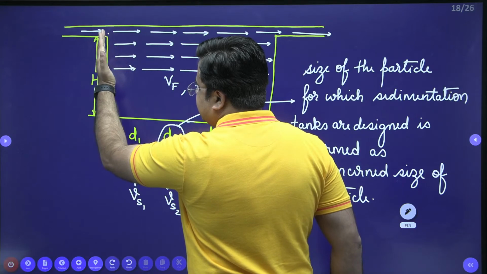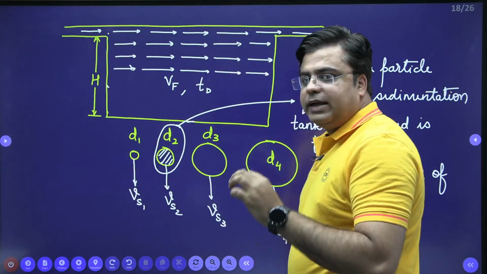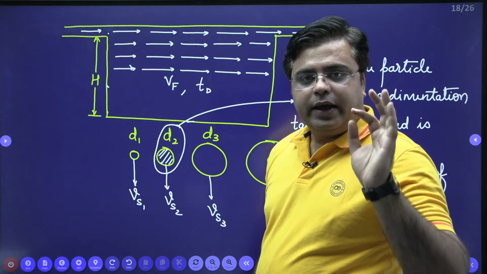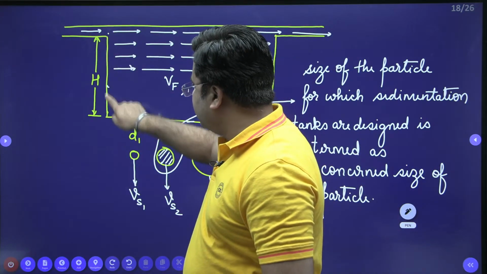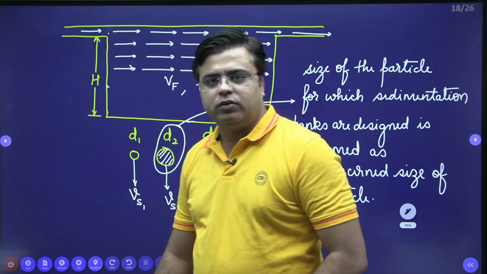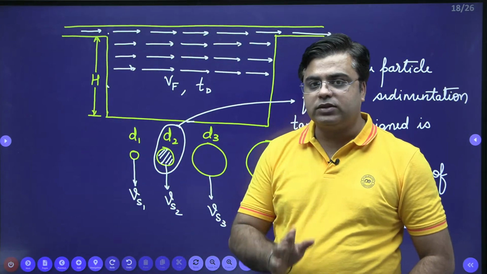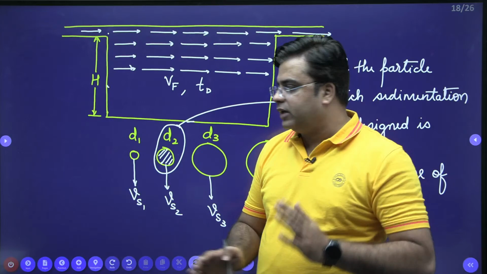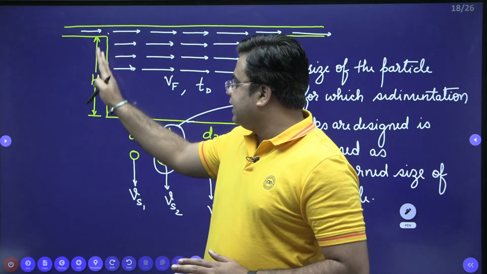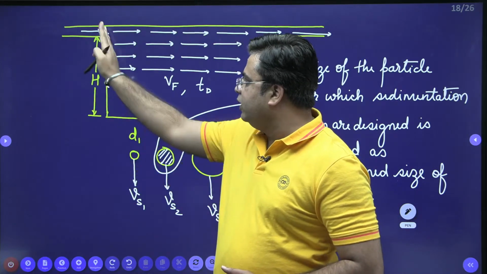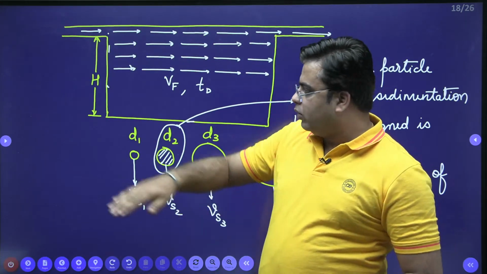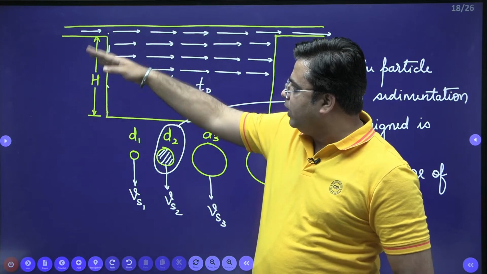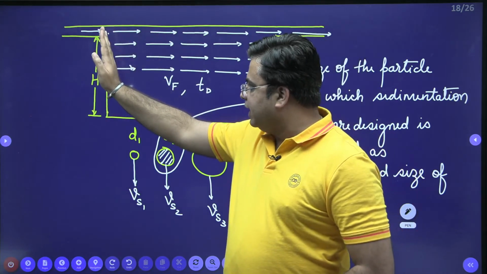This section contains particles of all sizes, and these particles are uniformly distributed along the full depth of the settling zone. What does this assumption mean? At the inlet section, particles of all the sizes are present, and all these particles are uniformly distributed.